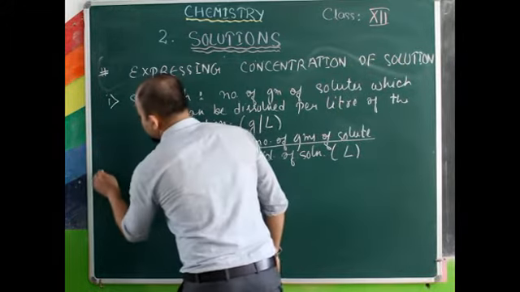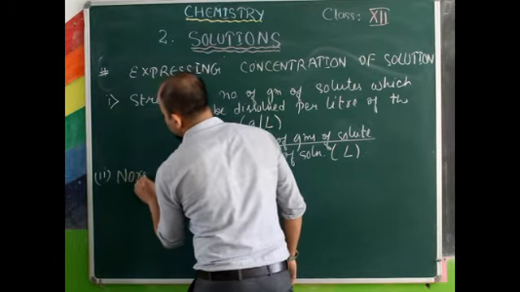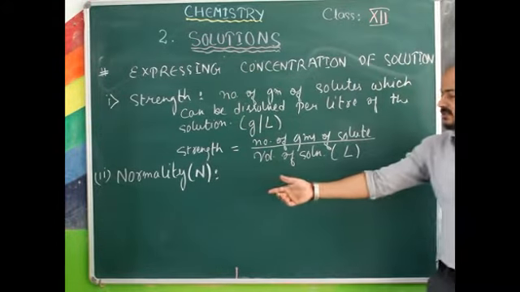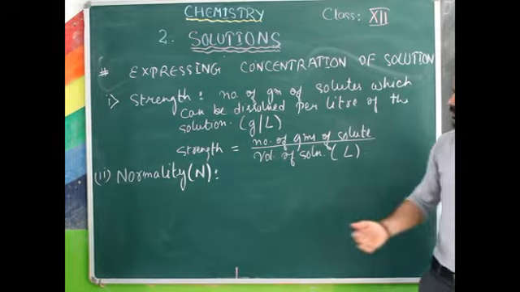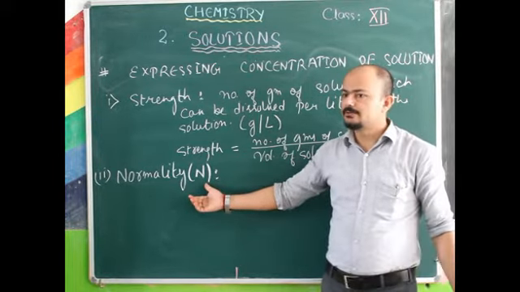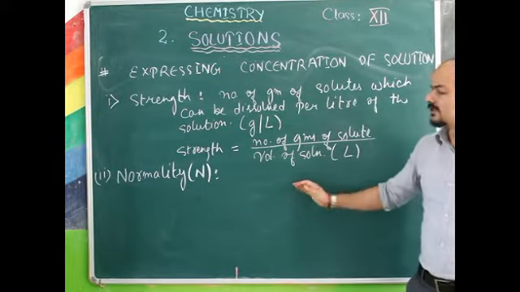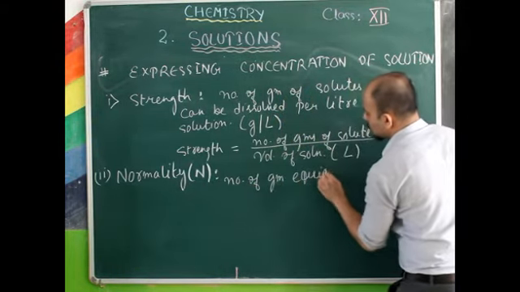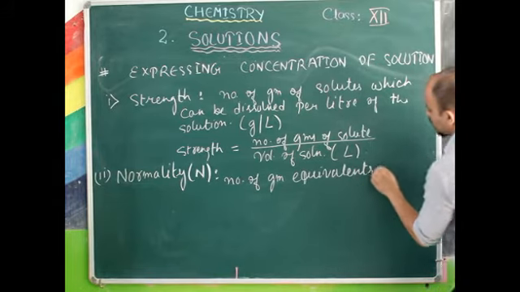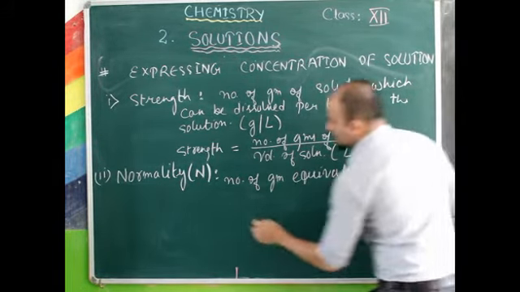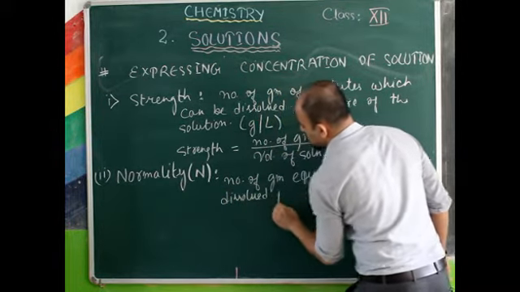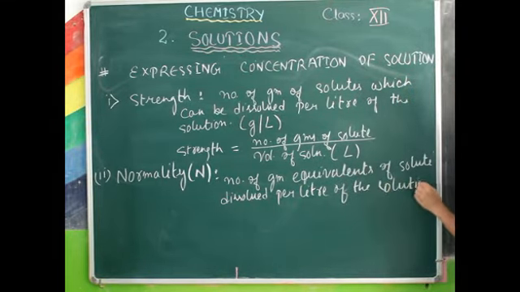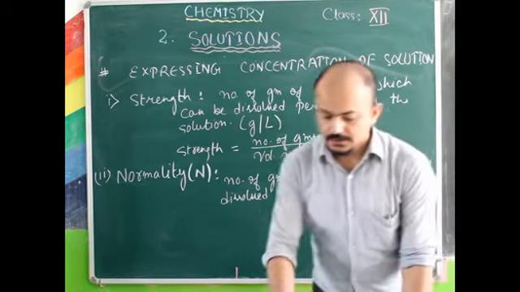The other way in which it can be expressed is the normality. Normality of the solution. Okay? And what is normality? Normality is the number of gram equivalents. Please, you have to remember this. Normality is the number of gram equivalents of solids which can be dissolved per liter of the solution. So it is the number of gram equivalents of solids dissolved per liter of the solution.